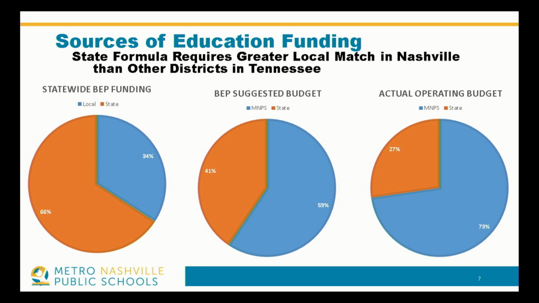Metro Nashville Public Schools, as you all know, shoulders the heaviest burden when it comes to our share of the overall statewide local match requirements. Here you'll see the current BEP funding statewide, which has a 66% state match to a 34% local match. Now, the BEP budget provided from the state for MNPS shows that we have a 59% share of the funding requirements to their 41%. But when you look at our actual operating budget, it is closer to a 73% local taxpayer burden for our public school system, with 27% provided through state funds.